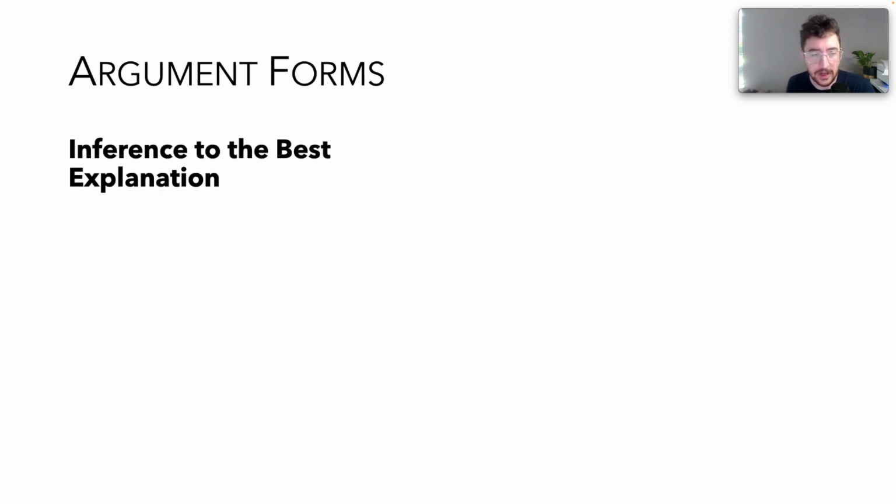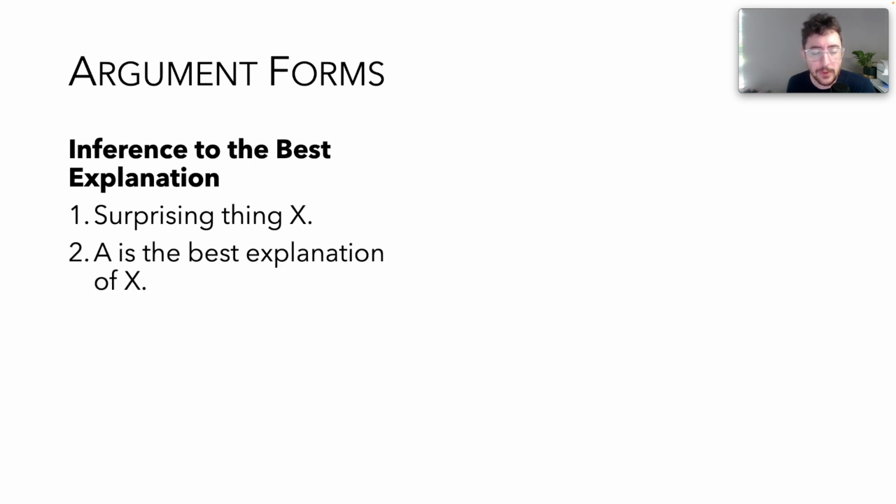Another form of inductive argument is inference to the best explanation. It starts out by noticing some surprising thing that happens. And then we wonder, well, why did it happen? We come up with various explanations, and we notice that one of these is the best explanation among them. And so we say, since that's the best explanation of why this surprising thing happened, it's probably the true explanation.